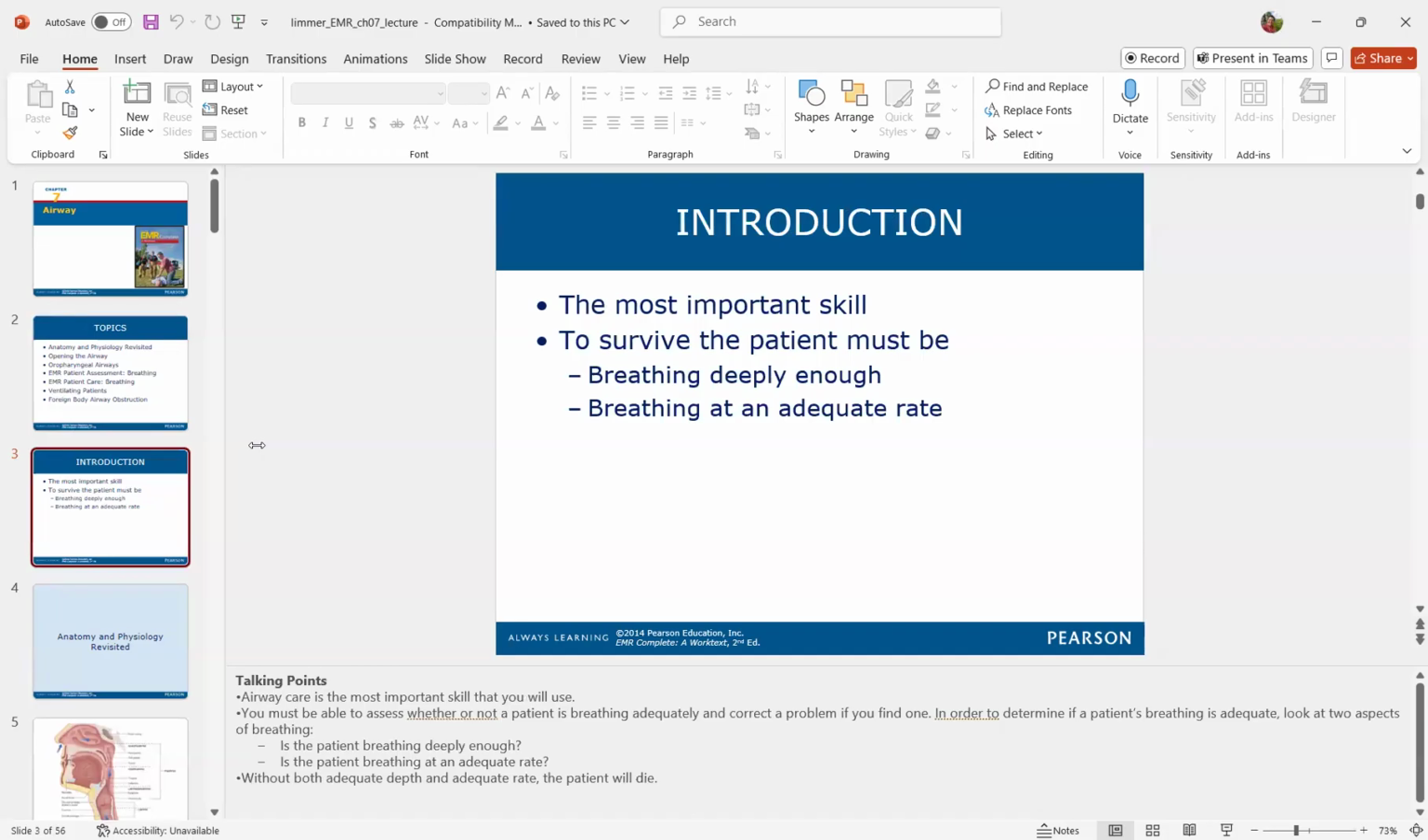In order to determine if the patient's breathing is adequate, we look at 2 aspects of their breathing. The first one is, are they breathing deeply enough? Are they getting that good chest rise and fall, in and out? And are they breathing at an adequate rate? The adult rate for breathing is 12 to 20. So we want to make sure that they're kind of in that ballpark. Their lips aren't blue. They're getting that good quality air in, good quality air out. With both the adequate depth and the adequate rate, we're doing good. And without that, we're not doing so good. Patients can die from that.